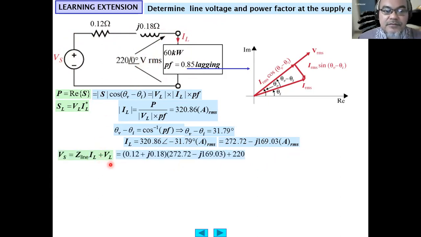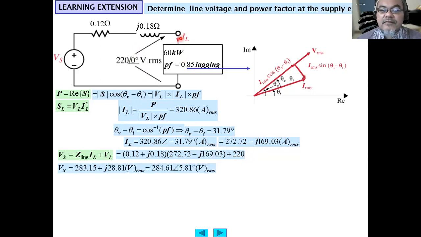Then this equals 0.12 plus j0.18 multiplied by IL, 272.72 minus j169.03. You can do direct calculation, or you can change to phasor format first, then multiply it. You can do it different ways. Plus 220, the voltage at the load. So we will obtain the voltage at the source equal to 283.15 plus j28.81 volt RMS.